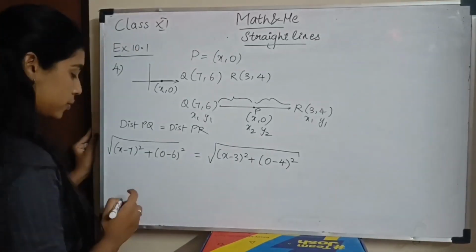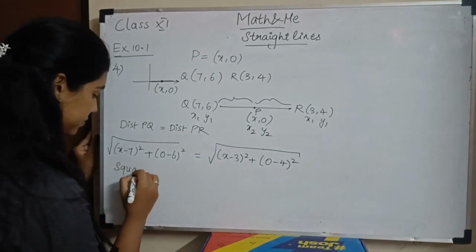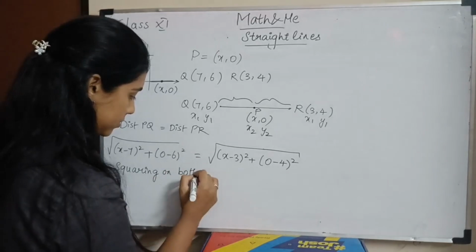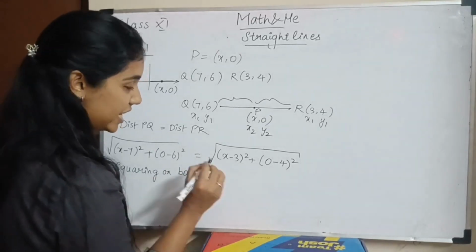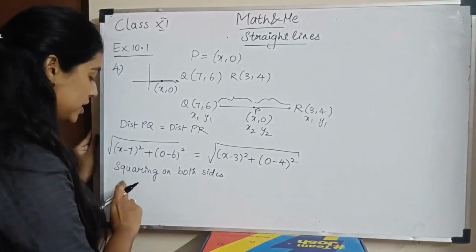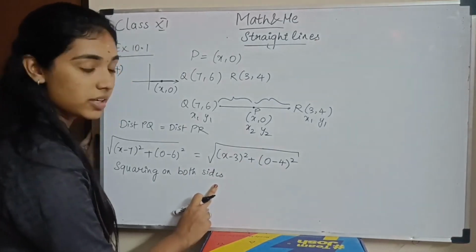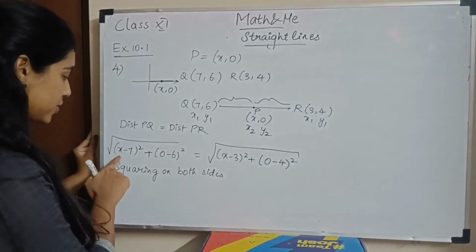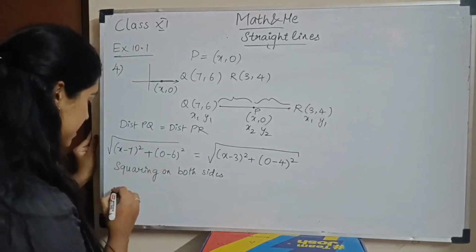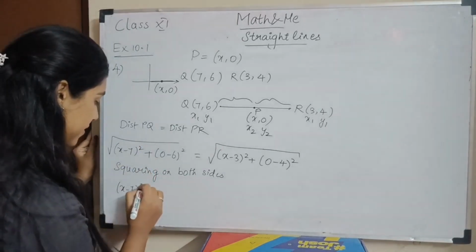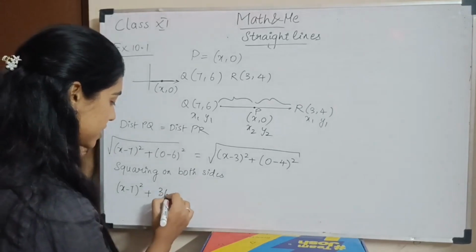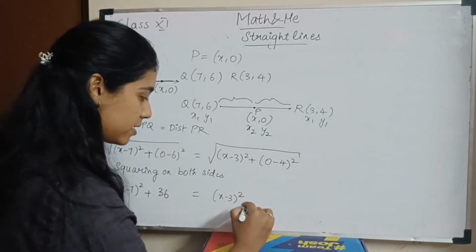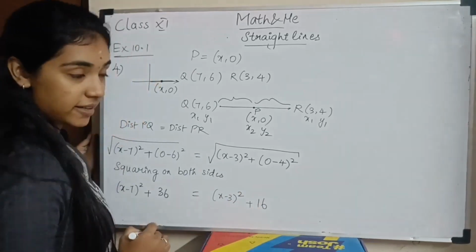Now squaring on both sides. Each and every step is important. Each and every reasoning is important. Do write everything in your exam. Squaring on both sides, you get (x minus 7) whole square plus 6 square, which is 36, equals (x minus 3) whole square plus 4 square, which is 16.